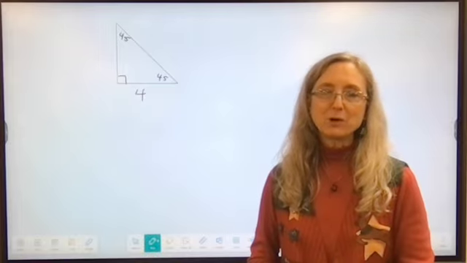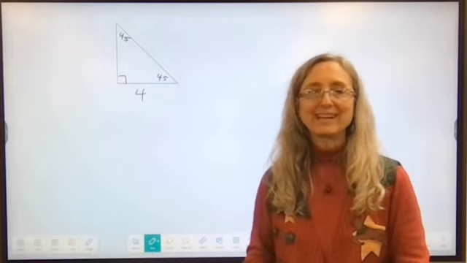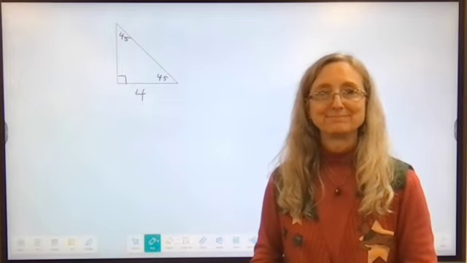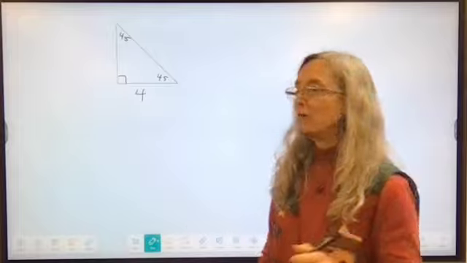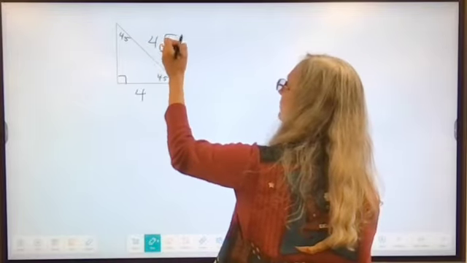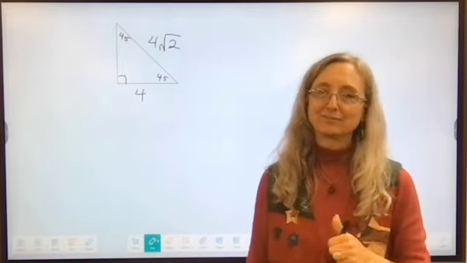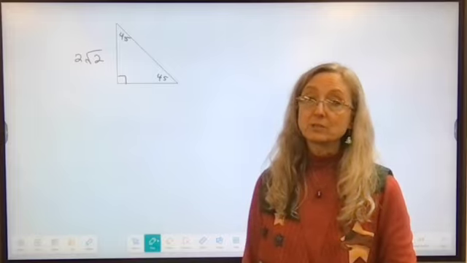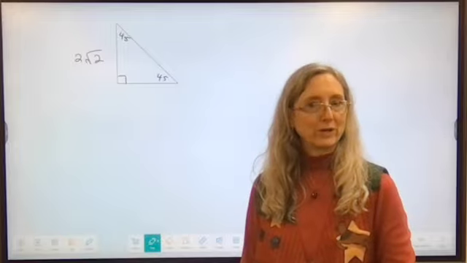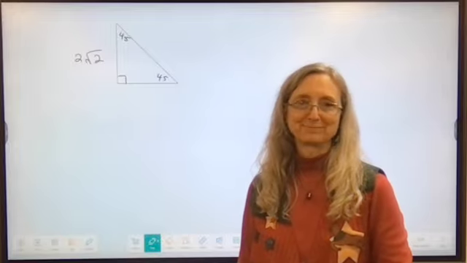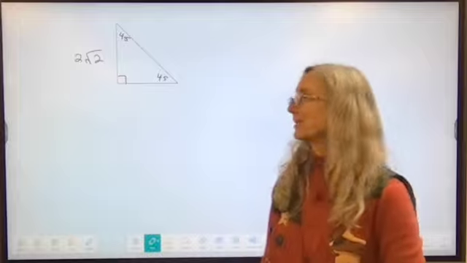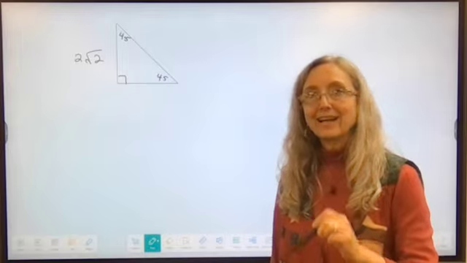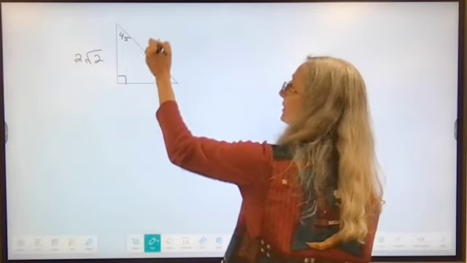Okay, let's practice a few problems. I have a 45, 45, 90 triangle here. What is the length of the hypotenuse? Hopefully you said it's 4 square root of 2. If you did, good job. Same triangle. Now one of the legs measures 2 square root of 2. Now what's the length of the hypotenuse? This might have been trickier for you, I don't know, but 2 square root of 2 times the square root of 2 is actually 4.